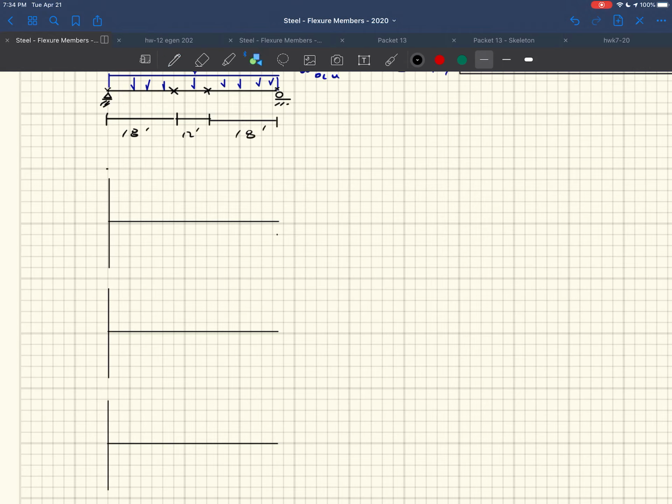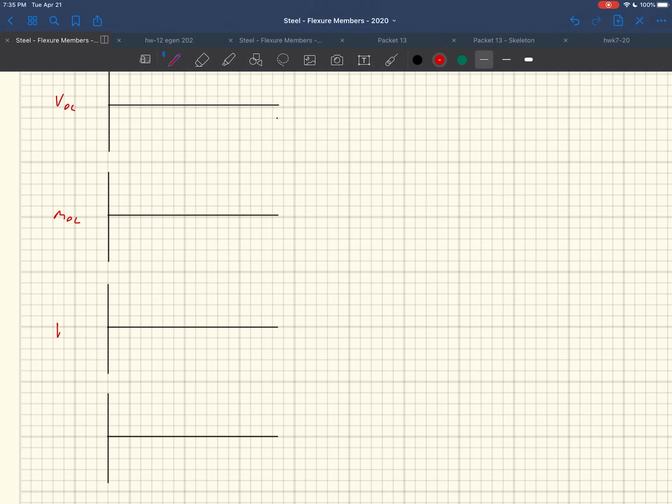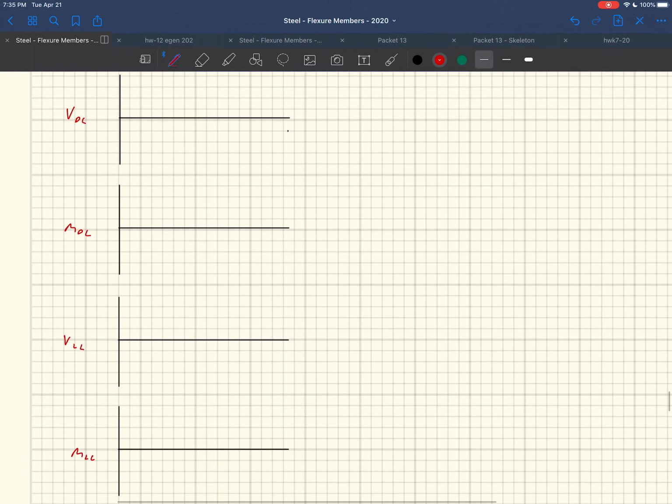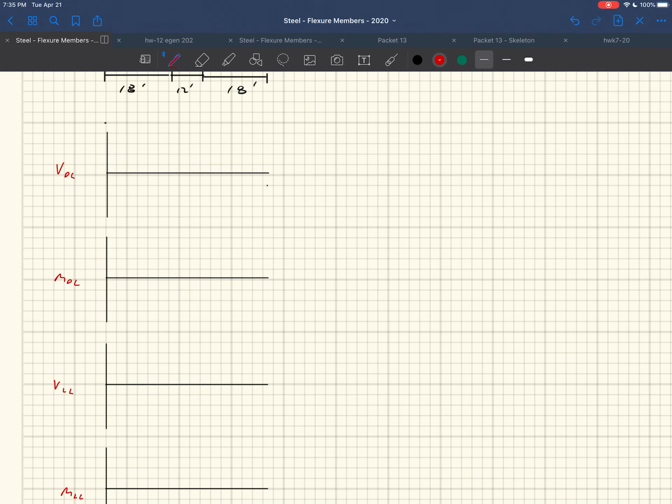Okay. So let's draw these shear and moment diagrams. Usually what you do is come up with what the reactions are going to be, the reactions on either end for the shear diagram. I'm going to break this thing up, and I'm going to do the dead load first. So we're going to do VU dead load, V dead load, moment dead load. We'll know that these are already factored. And then we'll do shear live load and moment live load. Okay, so we're just going to look at superposition and take advantage of that.